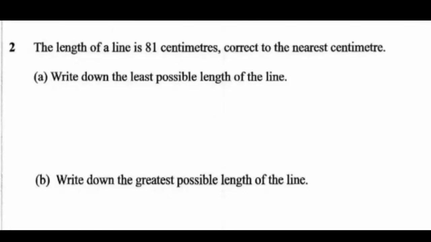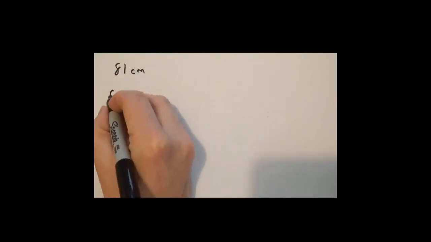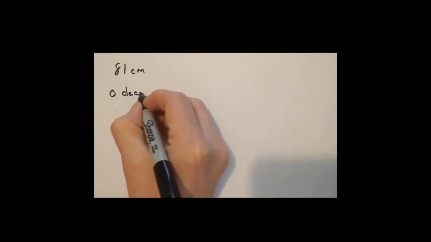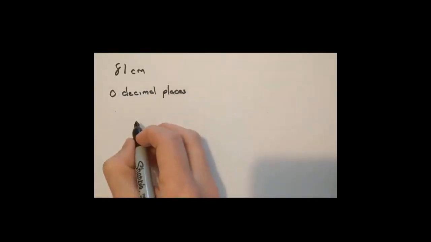So again, we can now complete the question. We first write down the figure of 81, and we know that since there are 0 decimal places, we will be looking to the first decimal place in order to find the lower and the upper boundary.